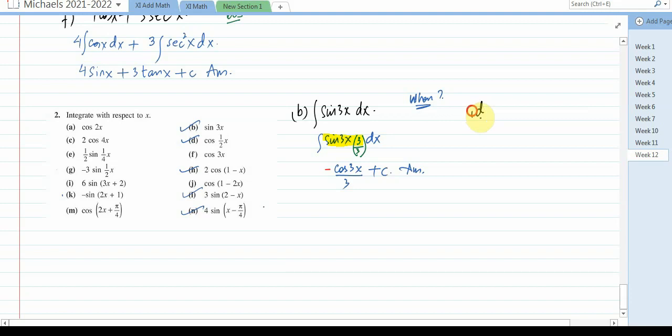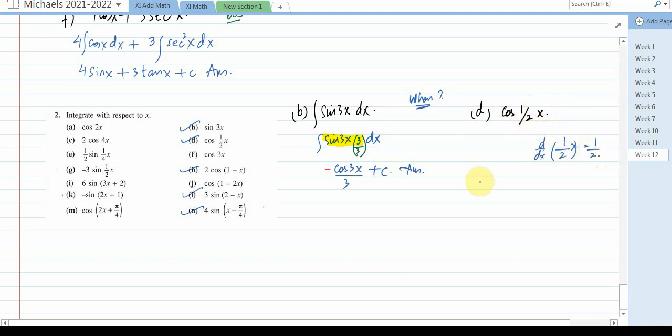After that, part D, it's cos 1 over 2x. The integral of cos is sine, but when we have the derivative of the angle. Alright, so 1 upon 2x, if you derivate the function, you will get 1 upon 2. Alright, so I need 1 upon 2 here.